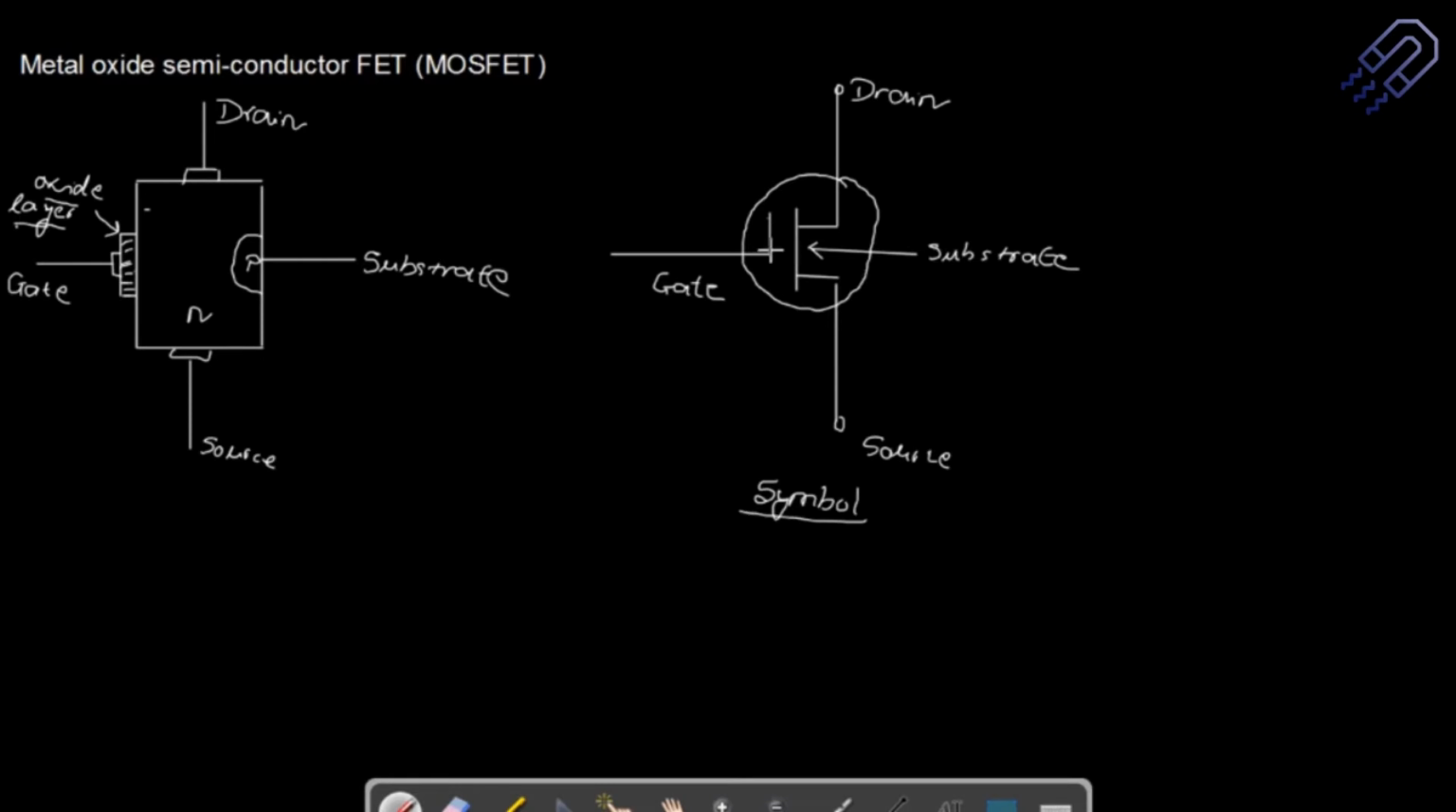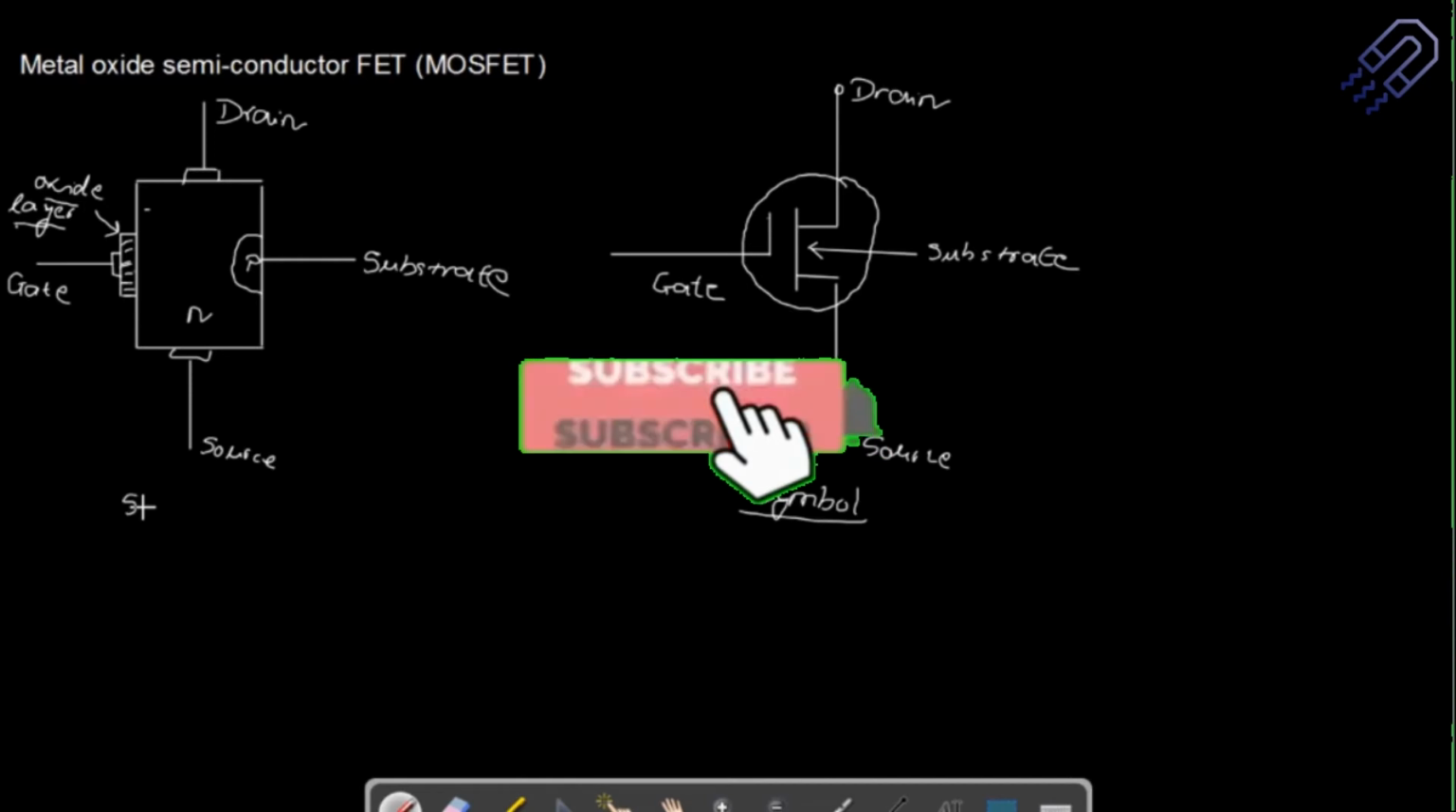If it's a normal field effect transistor, we don't have this part, we just connect it directly, because the gate will have a different role, but here it plays a different role altogether. We are going to look into that in the next class. And this is the schematic.